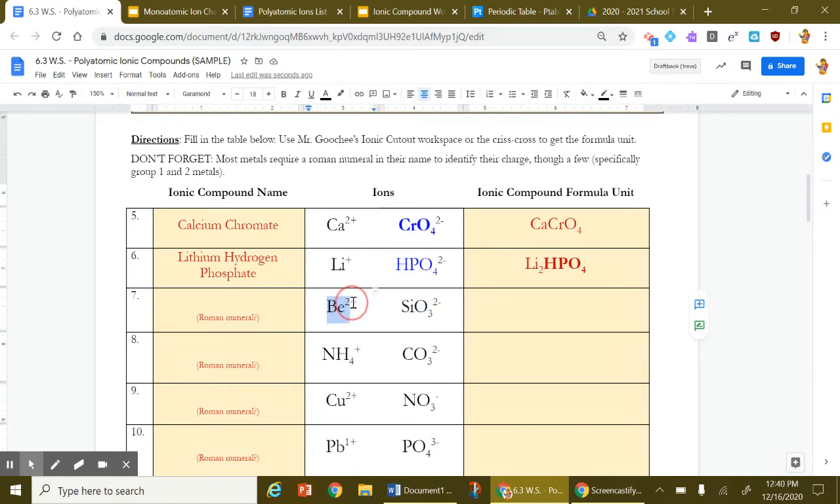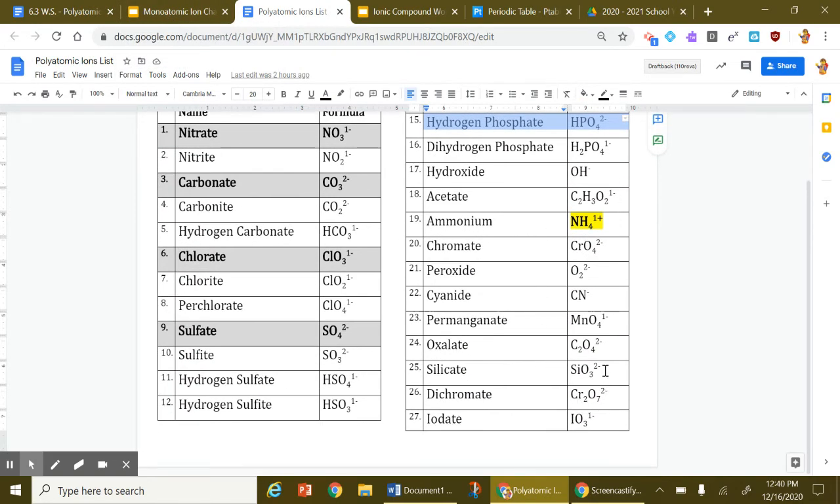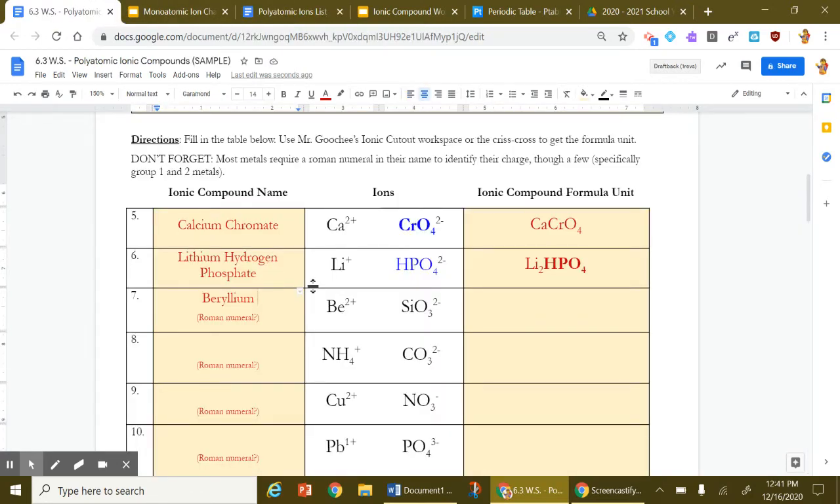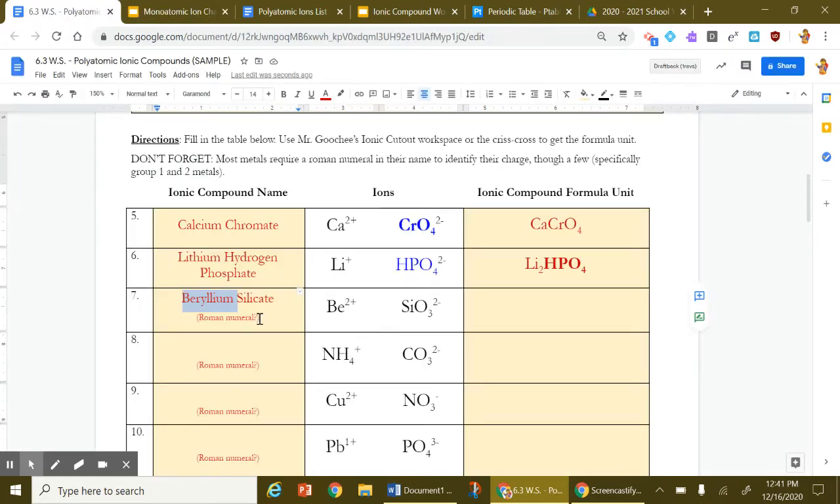Next one, Be 2 plus, and SiO3 2 minus. Well, Be, that's beryllium. SiO3 is silicate, okay. So this is beryllium silicate. Great. Does it need a Roman numeral? Well, that depends. Does beryllium always have a 2 plus charge? Let's take a look. Be, beryllium. It always has a 2 plus charge. So no Roman numeral needed.